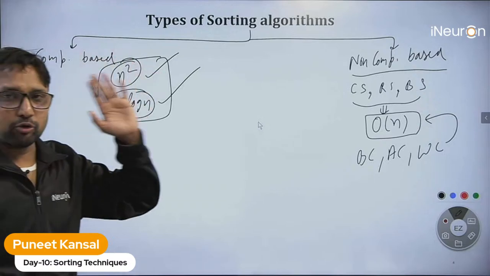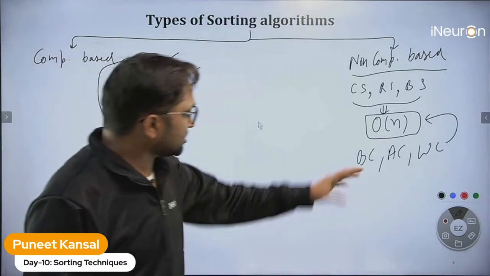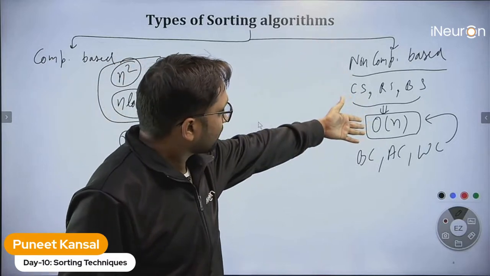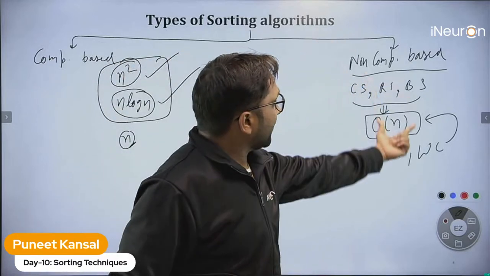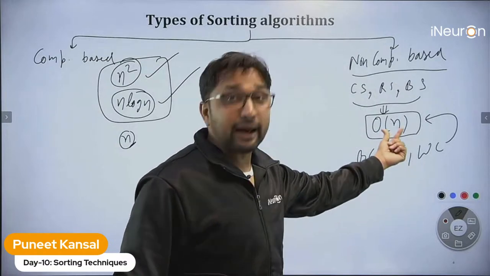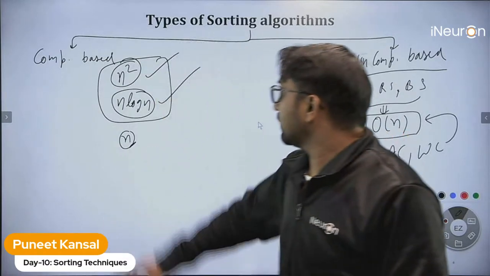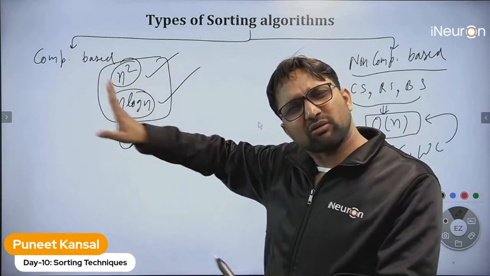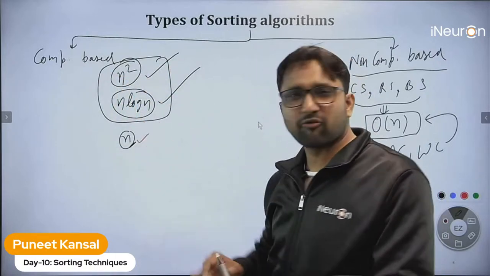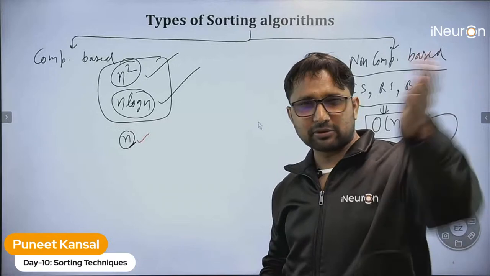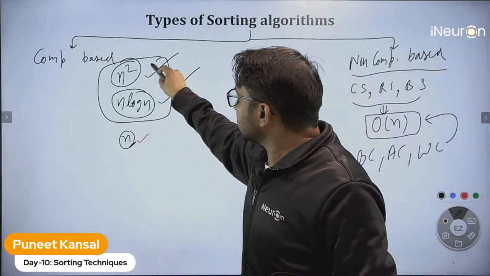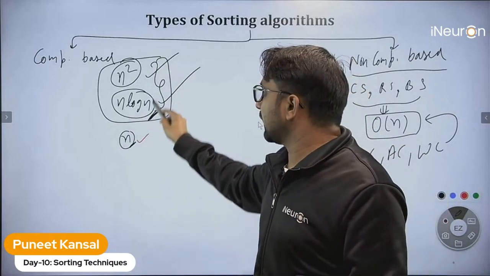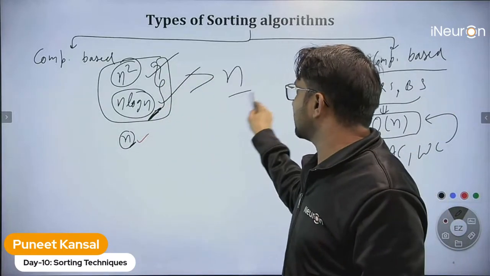Here is the question. Let me tell you the interview question. The time taken by non-comparison based sorting algorithms in all the cases is n, but the time taken by comparison based sorting algorithms, almost in all the cases, except the best case of insertion sort and bubble sort, all the average case and worst case is either n square or n log n time. Both are greater than n.